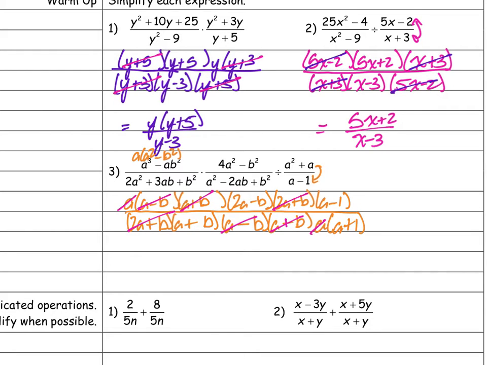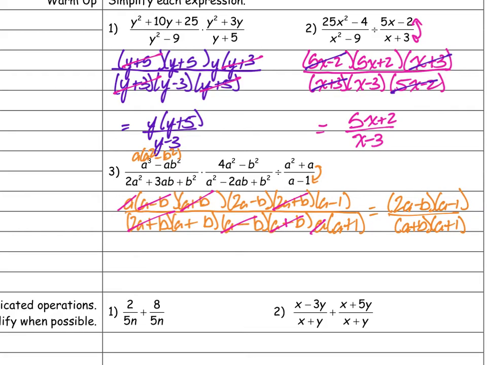So my answer should be, and again, I don't have to multiply this back out. I can just leave it in factored form for the multiplication one. So this is 2a minus b times a minus 1 all over a plus b times a plus 1. Done. Any questions?